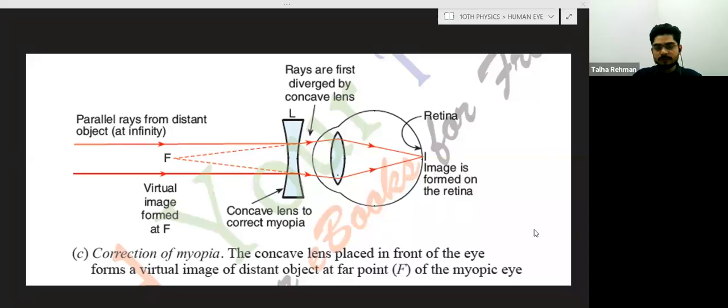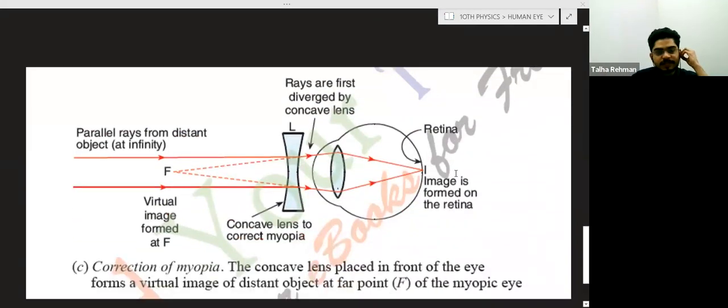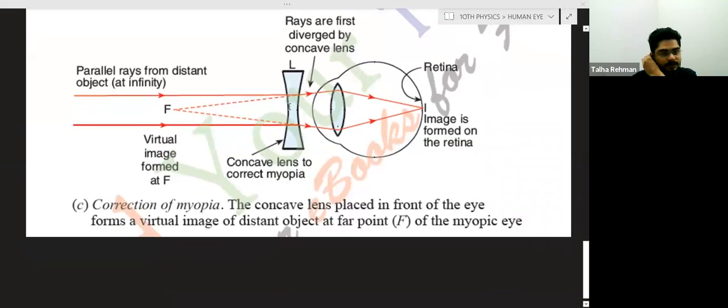Okay, Azaan. Fine. So, in the correction of myopia, with respect to this concave lens, where is the object? The object is here at infinity. This is the position of the object, and the object is at infinity from this lens.